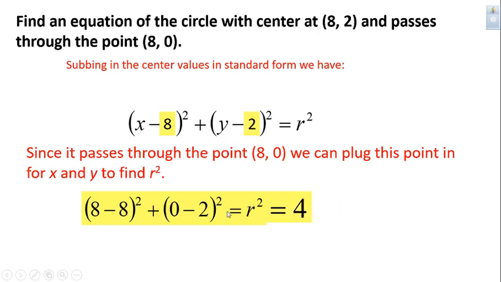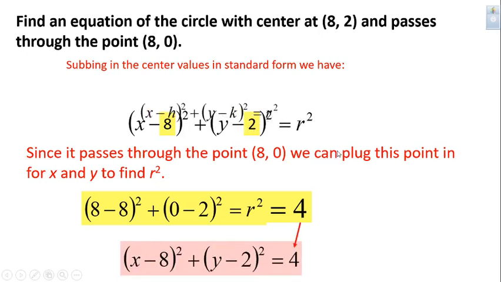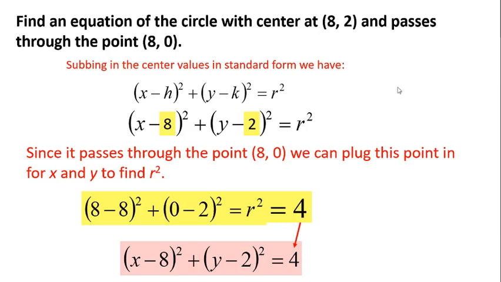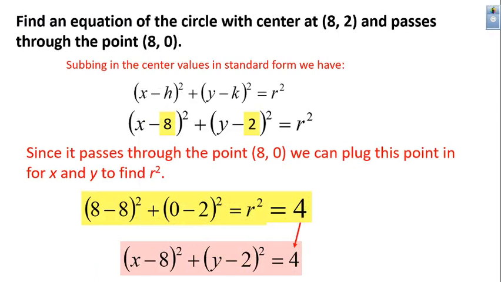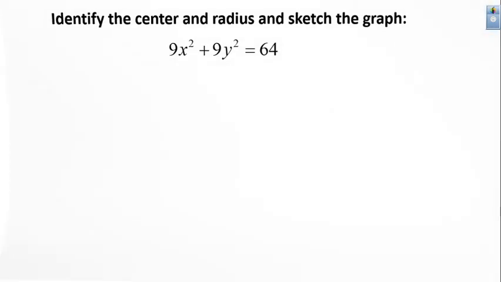When I solve for r squared, I see that r squared is equal to 4. So now I know what r squared is. My equation becomes x minus 8 squared plus y minus 2 squared equals 4, which means the radius of the circle is 2. Now let's go on to another example.